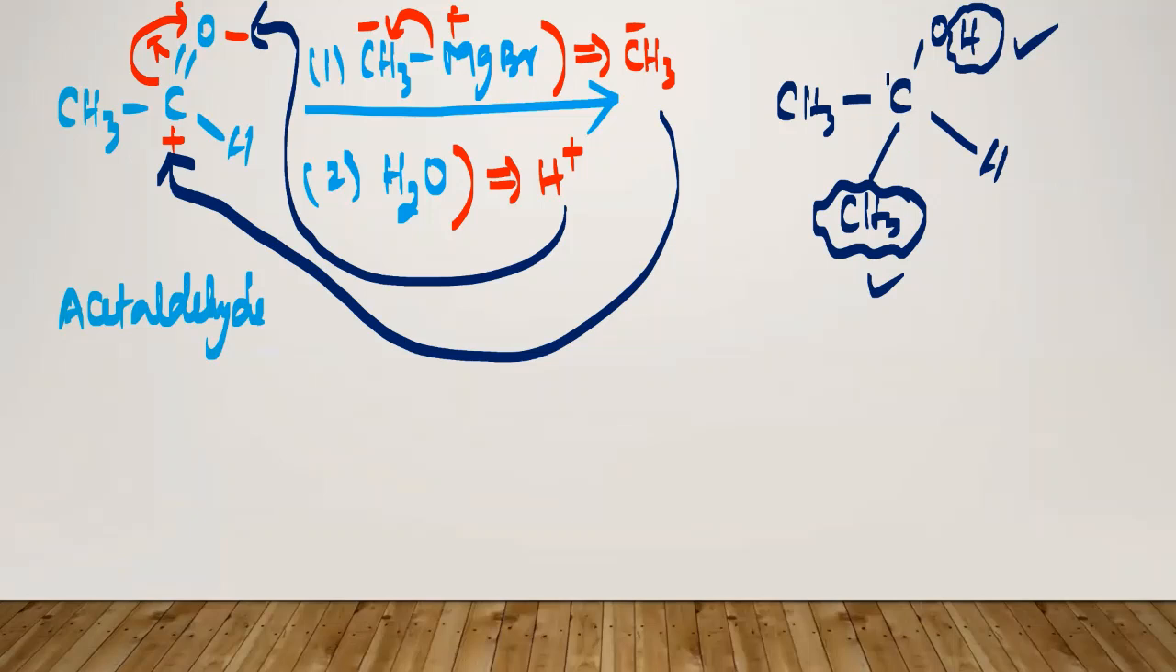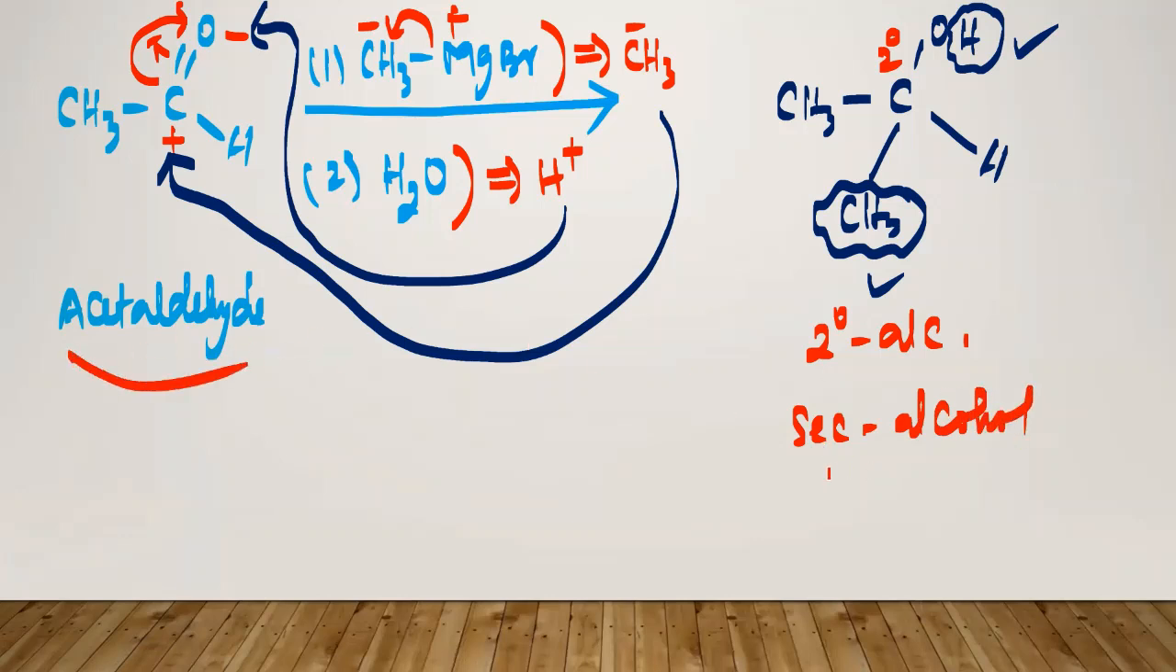And obviously the alcohol which is formed here is a 2-degree alcohol, because the carbon in the center is a 2-degree carbon. So we are getting 2-degree alcohol here, or you can also say secondary alcohol. So acetaldehyde or aldehydes will give you secondary alcohol when they are treated with Grignard's reagent followed by hydrolysis with water. Now let us take ketones as an example.